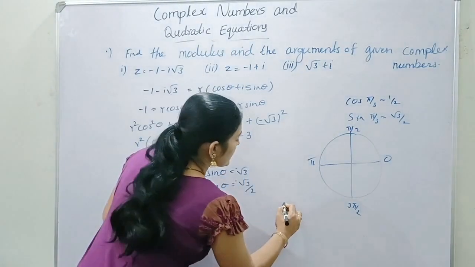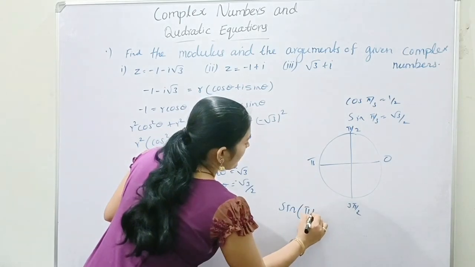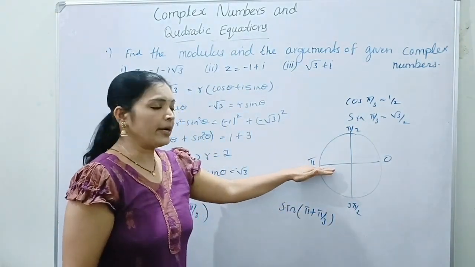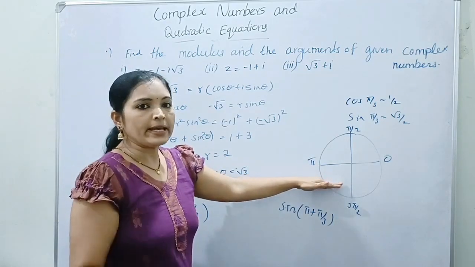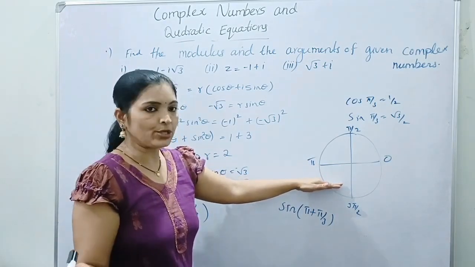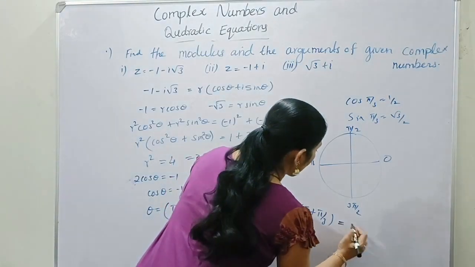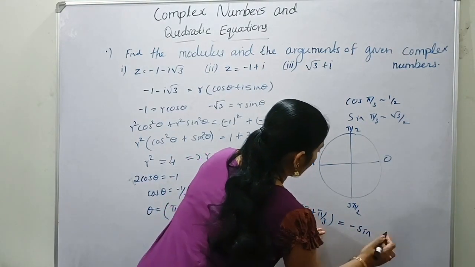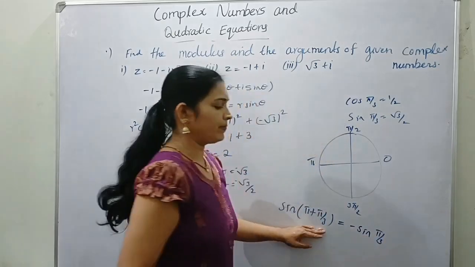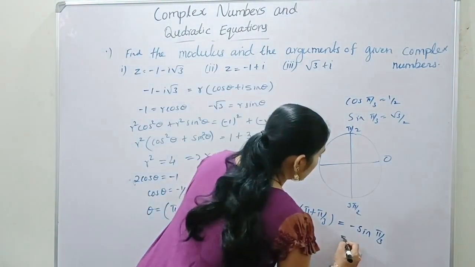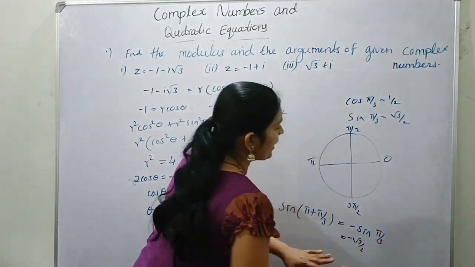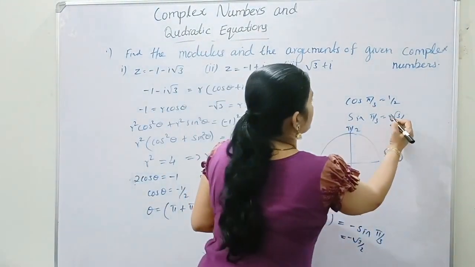Why? Because sine of pi plus pi by 3 is in the third quadrant, where sine is negative. Therefore we can write minus sine pi by 3. Sine pi by 3 is nothing but root 3 by 2, so we will get minus root 3 by 2, isn't it?